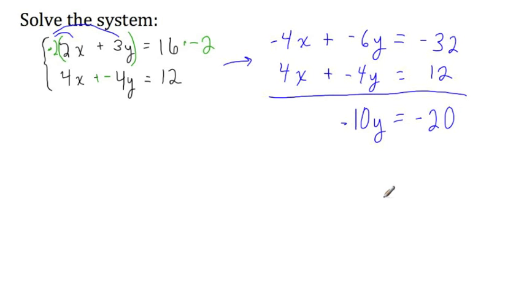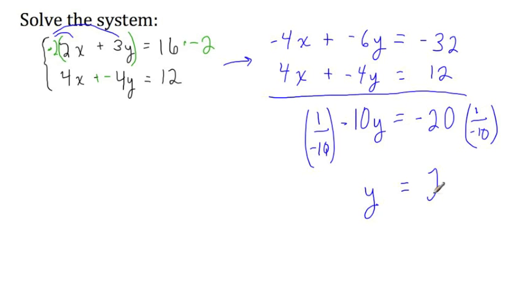And now I've eliminated the x, so the only variable I have left is the y variable. So I can multiply both expressions by the reciprocal of the coefficient, which is -1/10, in order to solve for y. This will leave me with y equals, negative times negative makes this positive. 20 divided by 10 is 2. So y equals 2. Since we're solving a system, we also have to find the x variable.